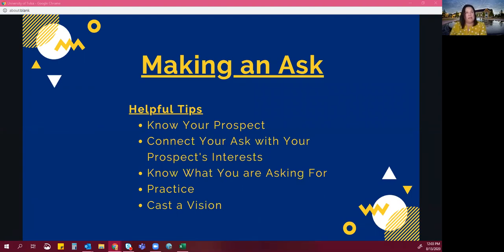So some helpful tips on how to make an ask is knowing who you're going to ask for money from, or a volunteer or a donation from, right? Who is this person? What do they do? What are their beliefs and values? Where do they like to invest their time and effort and monies? You want to connect with your ask and know their interest as well. You want to know what you're asking for very clearly, and you want to practice your ask, and you want to cast a vision of how the two, you asking and the person you're asking, can create a meaningful relationship.